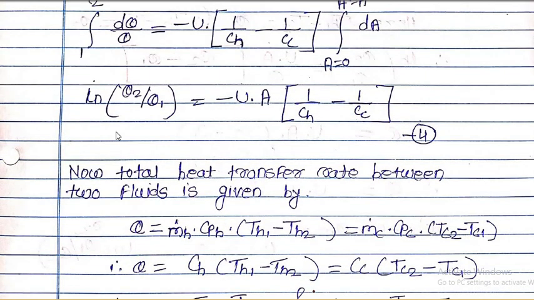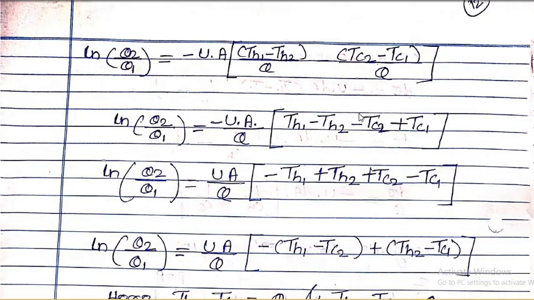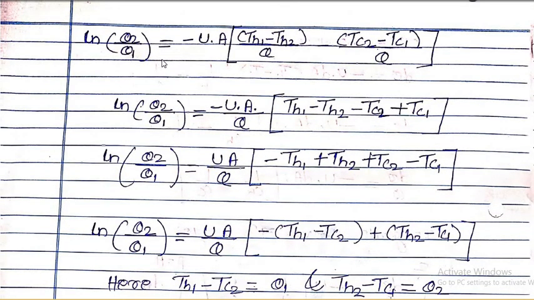So equation number 4 is ln of theta 2 divided by theta 1 is equal to minus u multiplied by a into bracket 1 upon Ch minus 1 upon Cc. So instead of 1 upon Ch and 1 upon Cc, whatever values we have calculated, we have to substitute in equation number 4. So equation number 4 becomes ln of theta 2 divided by theta 1 is equal to minus u multiplied by a into bracket Th1 minus Th2 divided by Q, which is the value of 1 upon Ch, minus Tc2 minus Tc1 divided by Q, which is the value of 1 upon Cc.